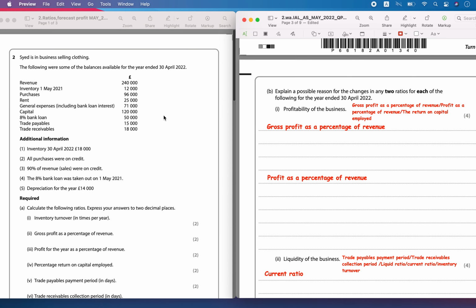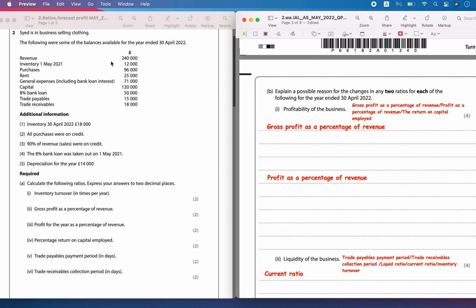So, today we are going to solve the May 2022 paper, question number 2B. Explain a possible reason for changes in any two ratios for the year ended 30th April 2022. So, let's comment on the gross profit as a percentage of revenue and profit as a percentage of revenue. You can also comment on the return on capital employed.